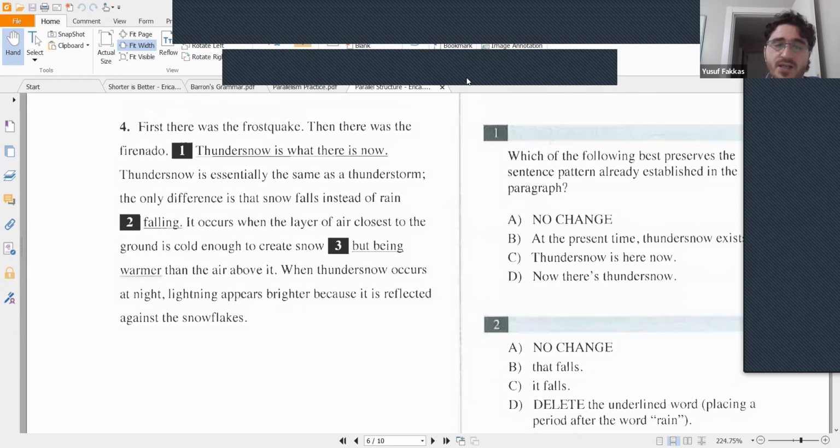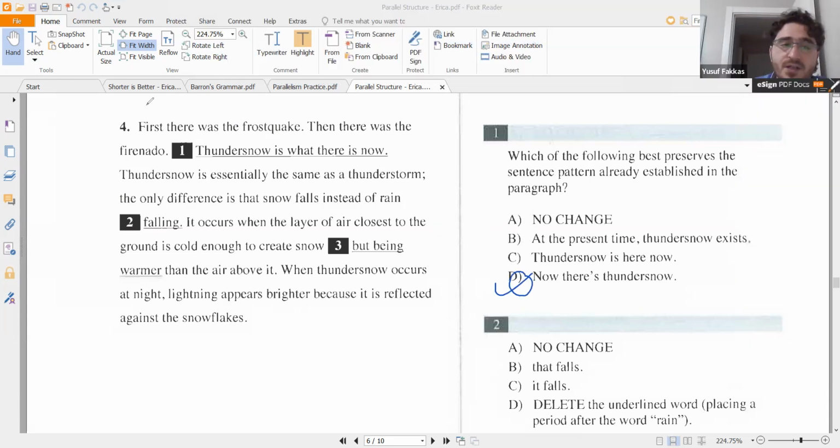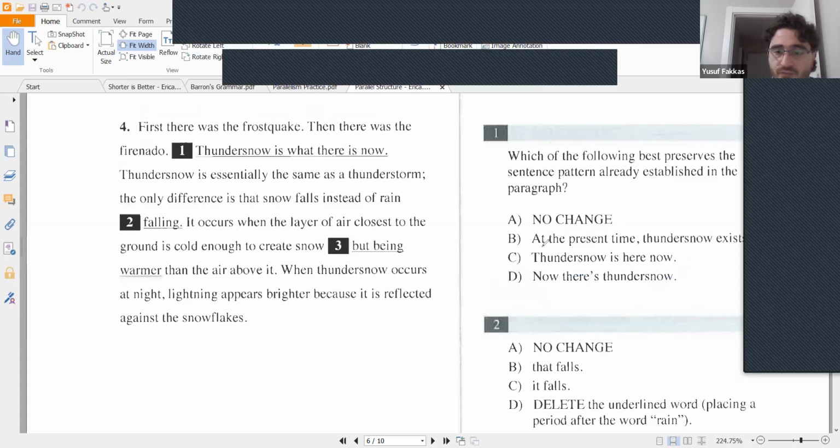Jana, first there was the forest quake. Then there was the fire tornado. Thunder snow is what there is now. So now we have different sentences. Parallel structure is in different sentences. Can you tell me which sentence is parallel to the ones that we have here, 1 and 2? D. Yes, thank you. So first, then, now. There was, there is. Forest quake, fire tornado, thunder snow. Okay? Same structure. So the answer is D.